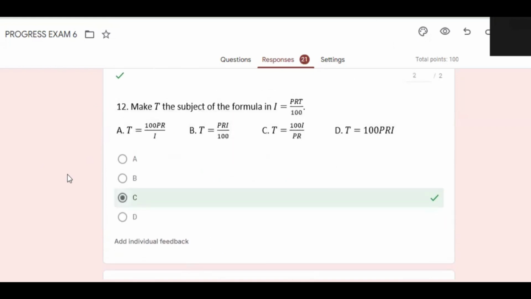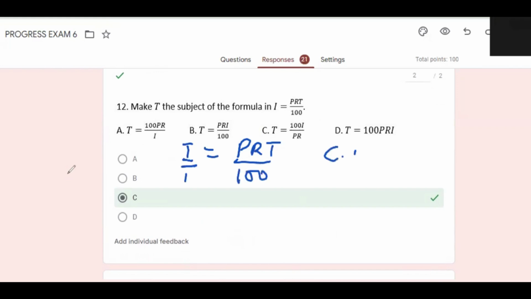Oh, subject of the formula. I know how to do it. So basically, you turn the I into a fraction, so you put it under 1, I over 1, and then we cross multiply.